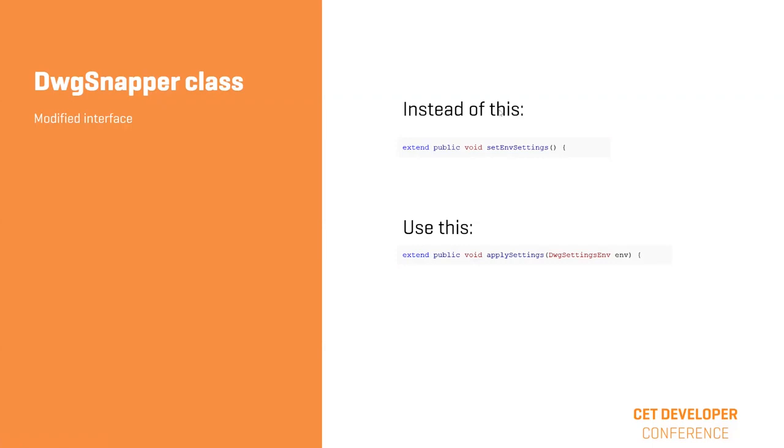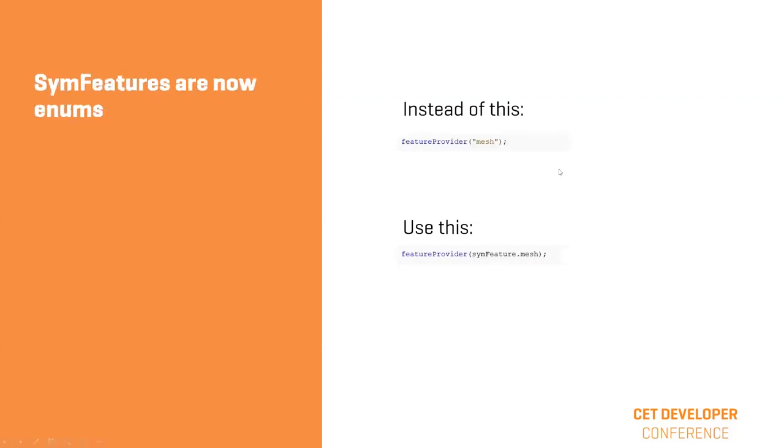Yes. So we're going to go through a couple of sim changes that are going to affect you in compile time. The first one is for sim features. Previously, they were kind of referred to through keys. Like in this instance, you have feature provider, and then you pass the string mesh, and you will get mesh.